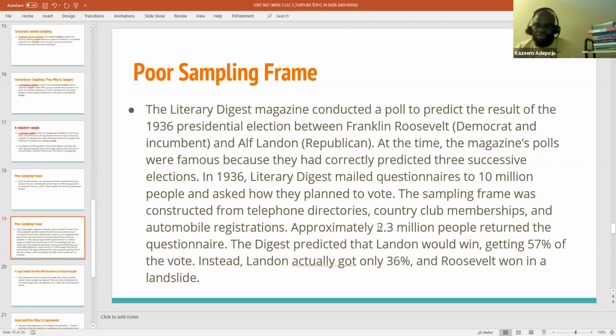Do you know what? At that time, the magazine actually made a questionnaire. I think 10 million questionnaires to people, and actually asked them how they planned to vote during the election. And you know what? The sampling frame was constructed in a way that they made use of telephone directories, the country club membership, and automobile registrations.